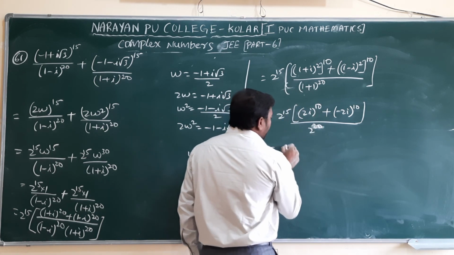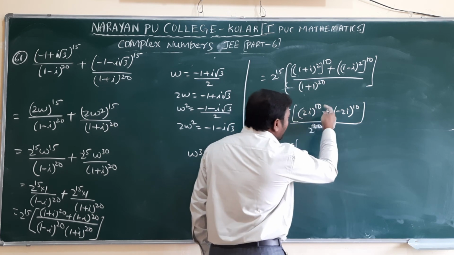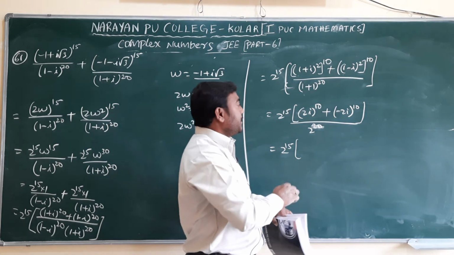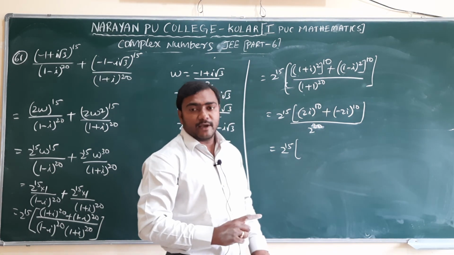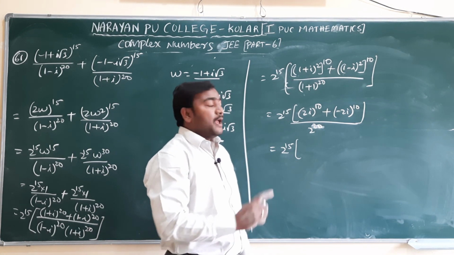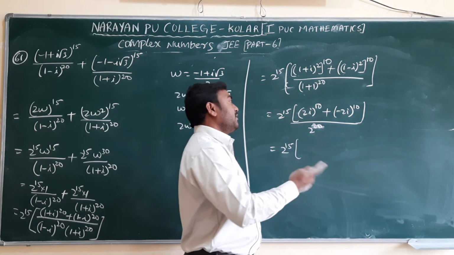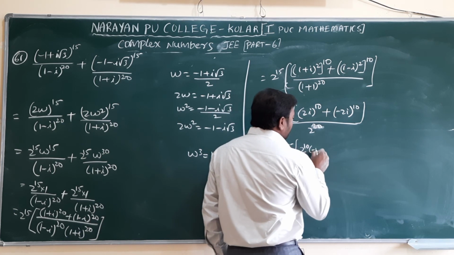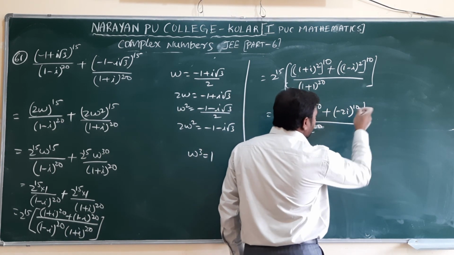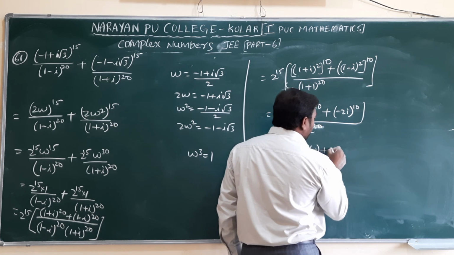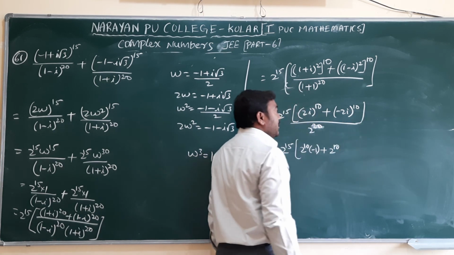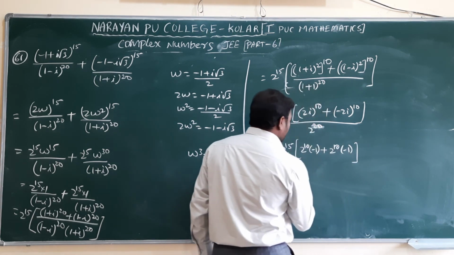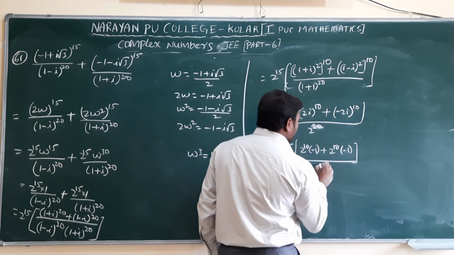Okay, so 2 power 15 into 2 power 10 into i power 10. Value of i power 10 is minus 1, since (i square) whole power 5 is (minus 1) whole power 5, we are getting minus 1 only. So 2 power 10 into minus 1, here (minus 2) whole power 10, we have 2 power 10, here also i power 10 value minus 1 only, divided by 2 power 20.